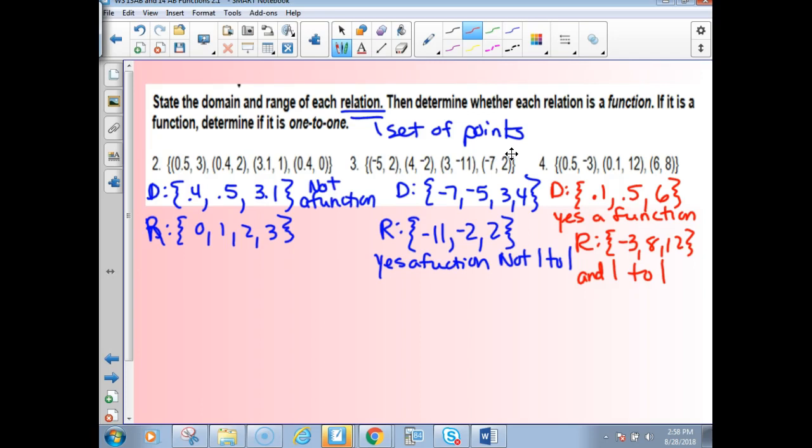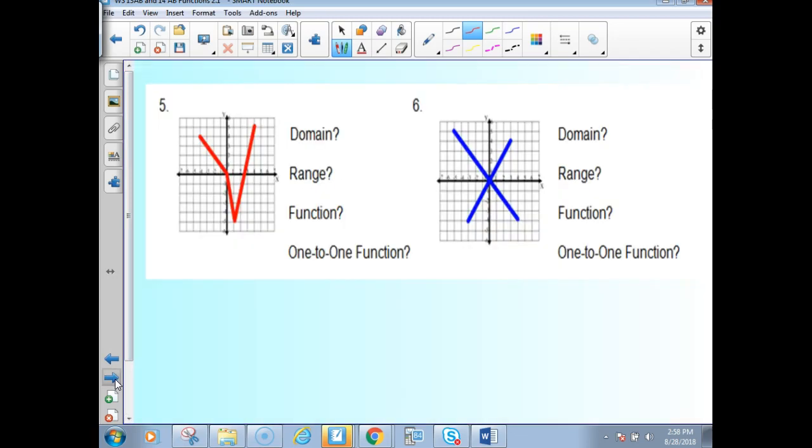Okay. All right, so those were relations because they were just sets of points that would be plotted, just a bunch of dots. Now we have to look at graphs that are continuous. This one is continuous because it's all connected. It's a lot of points that are connected in a smooth shape.